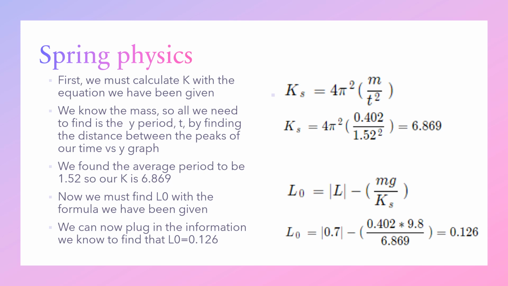Here are our spring physics. First, we must calculate the K constant with the equation we've been given, and we know the mass, so all we need to find is the y period, T, by finding the distance between the peaks of our time versus y graph. And we found that the average period is about 1.52 seconds, so our K constant is about 6.9. And now we must find the initial length with the formula we've been given here to the right, and we can now plug in the information we know to find that the initial length is about 0.126 meters.